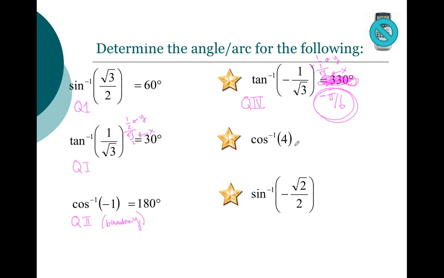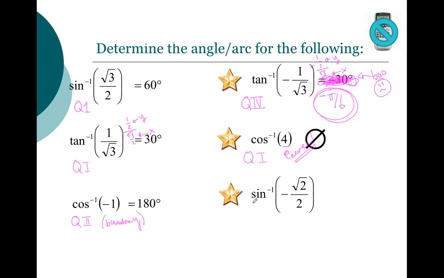What about this? Cosine is positive in quadrant 1, and it's defined in 1. This is so wrong, and I'm very upset. Where is cosine going to be 4? Never. It's never going to be 4. That's not possible. Right? That's undefined. There is no answer to that. If you tried to go into your calculator and did cosine inverse of 4, which you might not know how to do yet, it's going to give you an error. Not going to work.